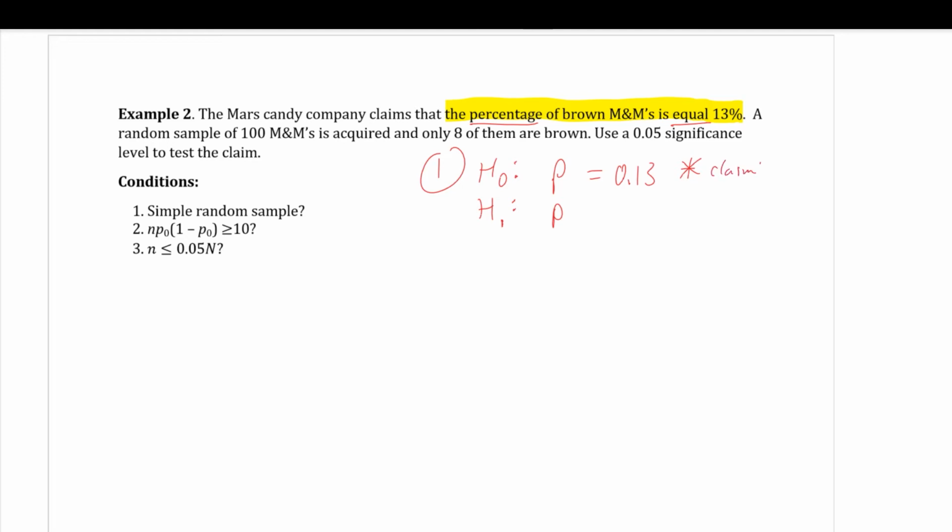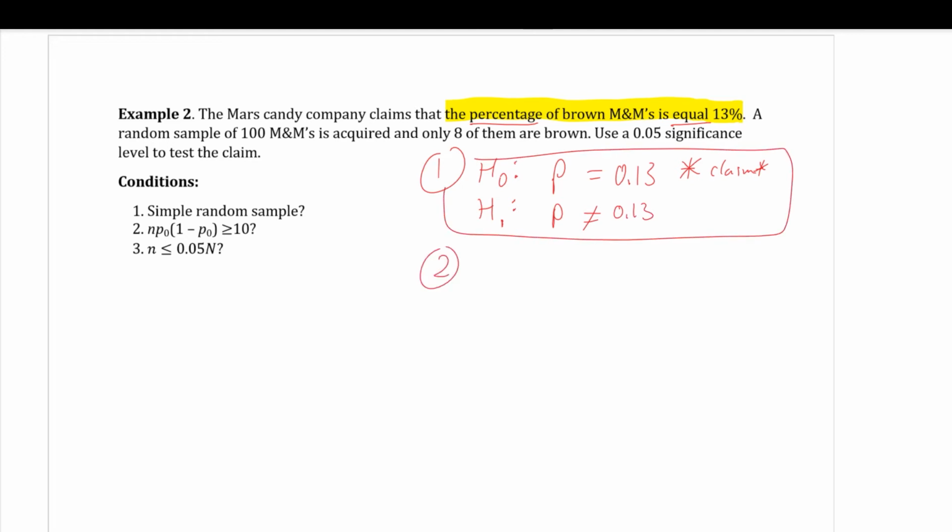I always like to label that. Labeling it as the claim statement early on will definitely help us in step 6 when coming up with our conclusion statement. So keep that in mind: always label your claim statement. And then what would be the alternative? Well, the opposite of equals is not equals. And again, this number also matches. So that is a complete step 1.